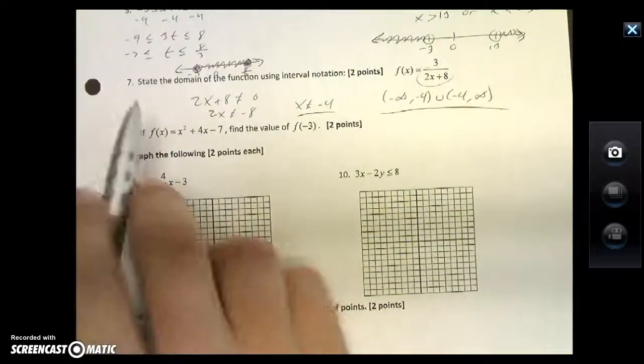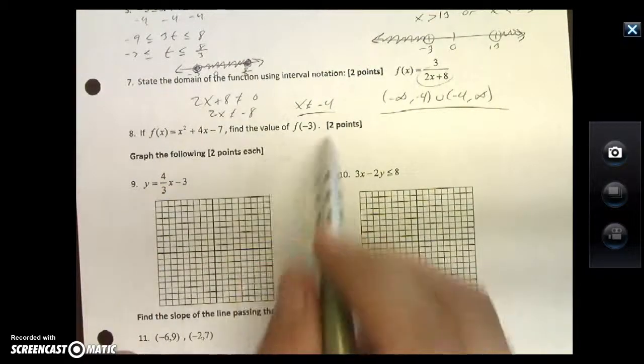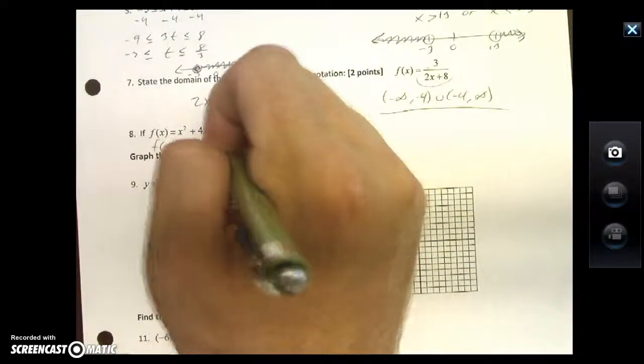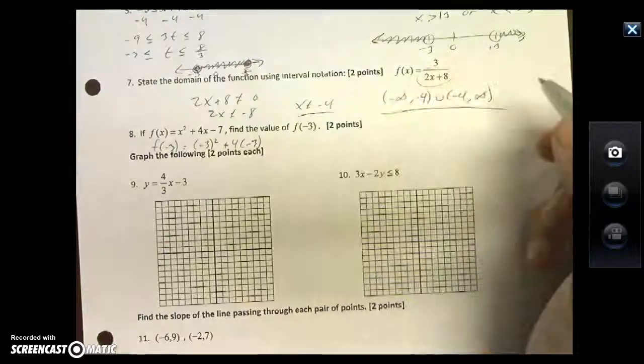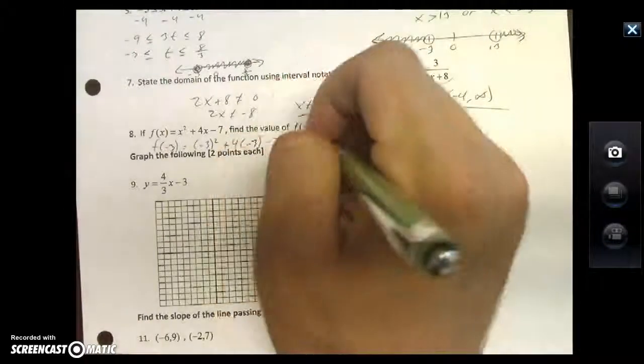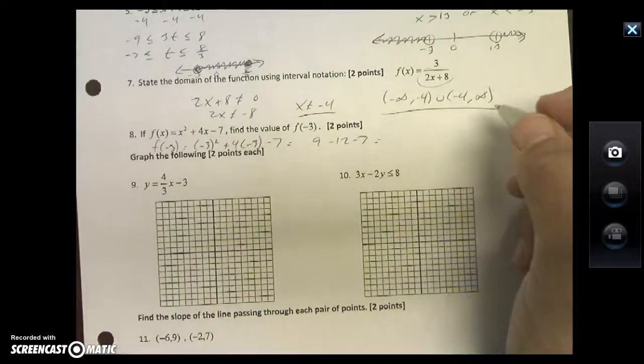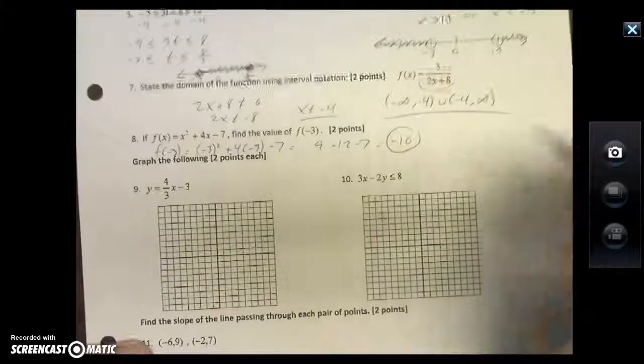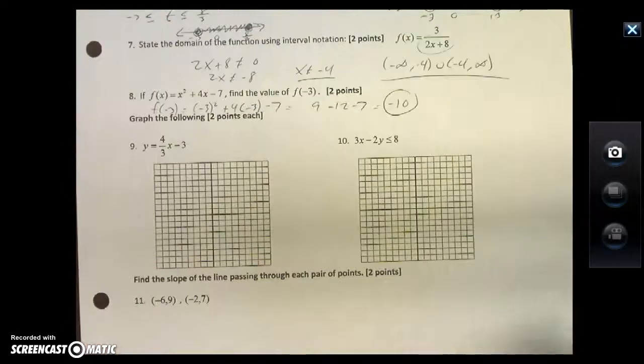Number 8, same idea, f of negative 3. A lot of these problems repeat, but we're plugging it back in. Everywhere you see an x, you replace it with negative 3. So 9 minus 12 minus 7. Negative 19 plus 9 is negative 10. Good.